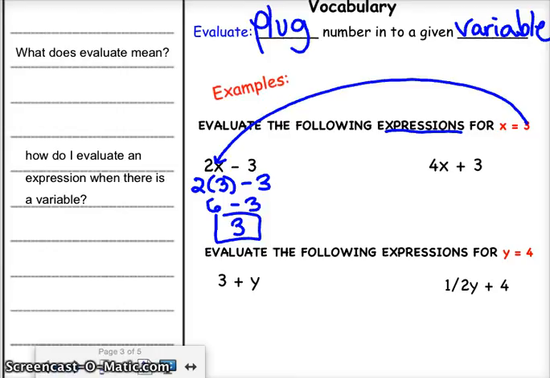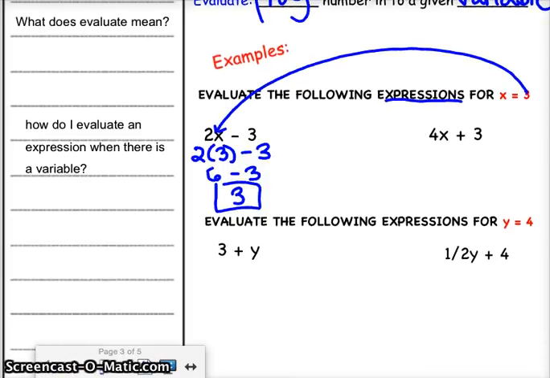And that's the gist of our lesson. That's it. And then it's just practicing. All you need to know is, when you evaluate, you just put the number in where the variable is. So 4x plus 3, x is 3. So we're going to go 4 times 3 plus 3. 12 plus 3, 15.